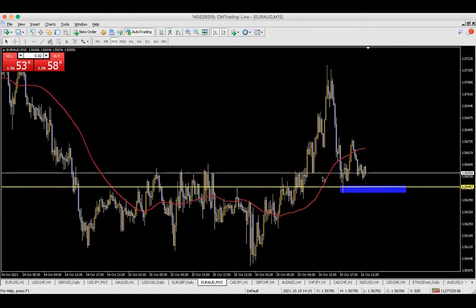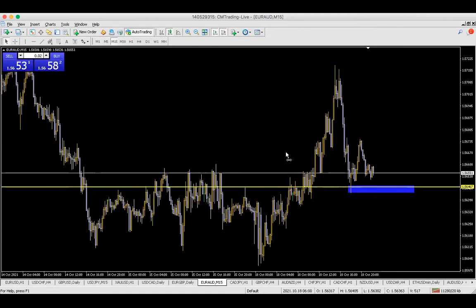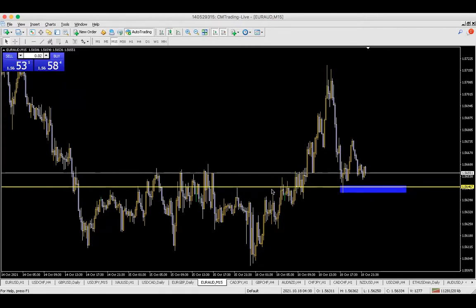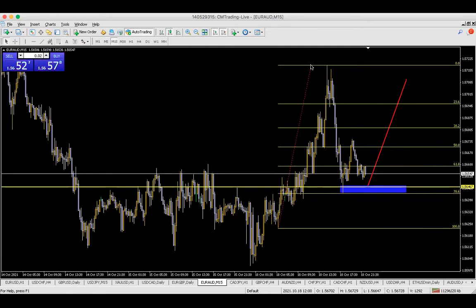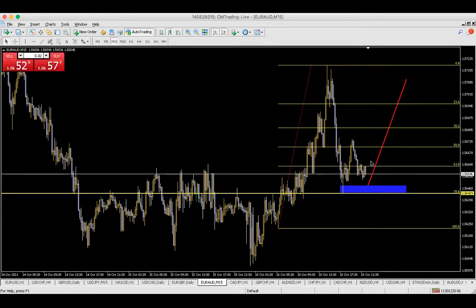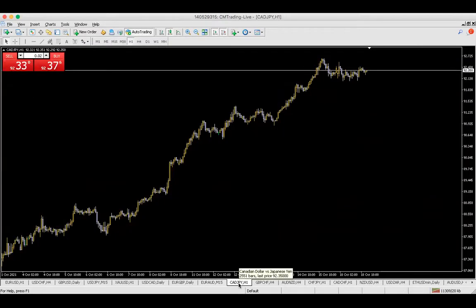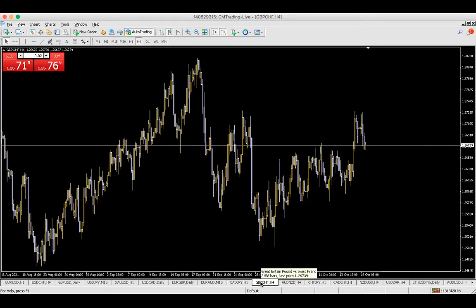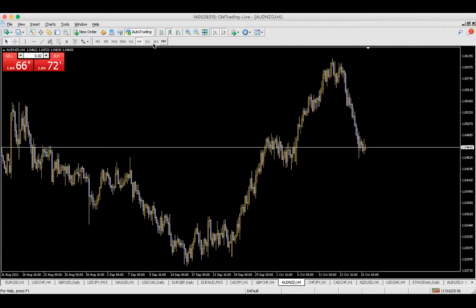Let me delete this, they're actually not correct. So there's a high chance it's going to see something like this one. Okay, more live area to this one. This one is CAD JPY, CHF, AUD NZD, let's see.